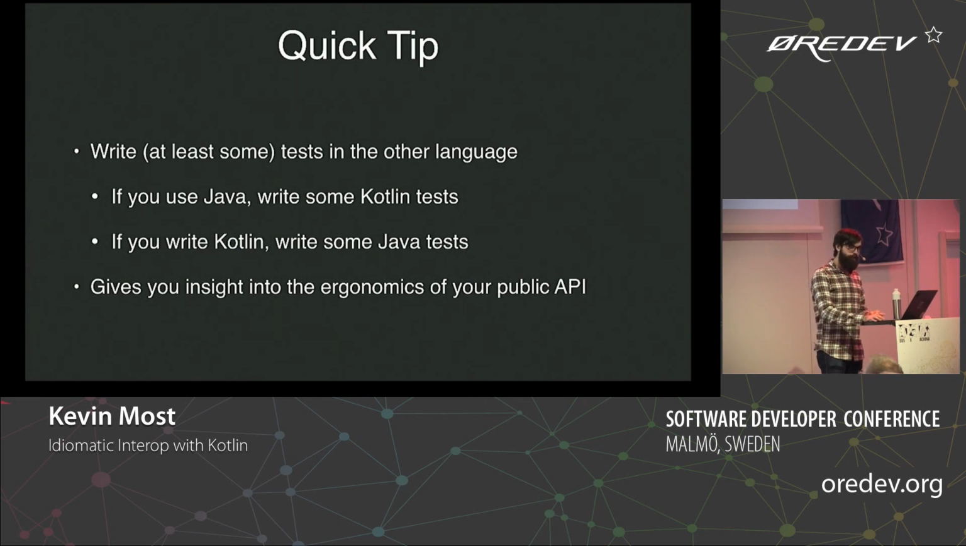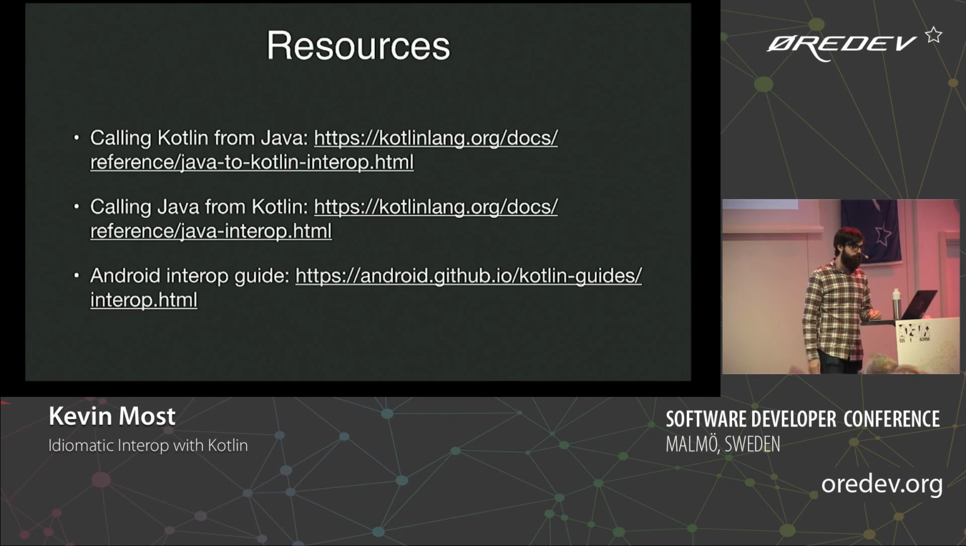So that's pretty much it. I pulled these tips mostly from 2 really good official guides on the Kotlin website. There's a guide on calling Kotlin from Java and calling Java from Kotlin. Both are kind of reference style. They're just bullet points of here's a problem, how to fix it. Here's a problem, how to fix it.